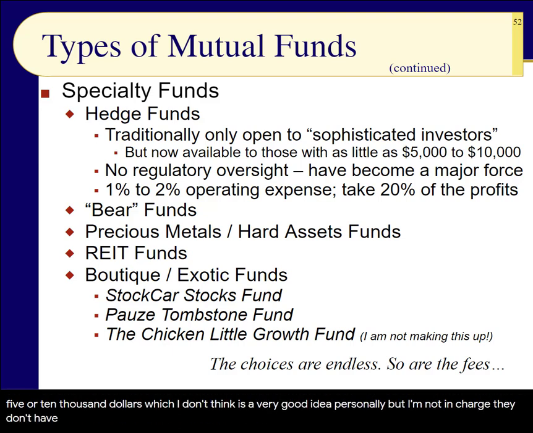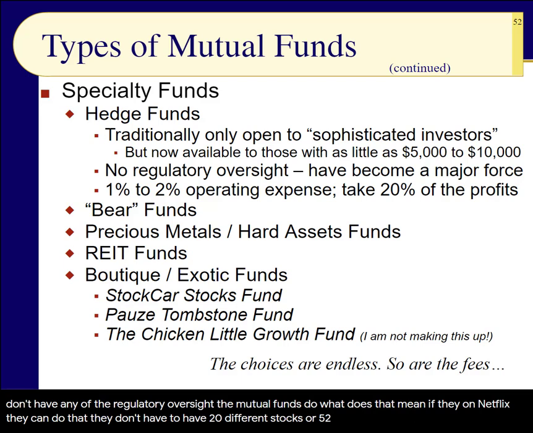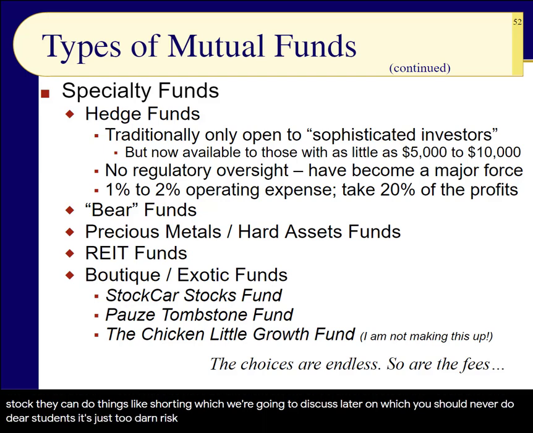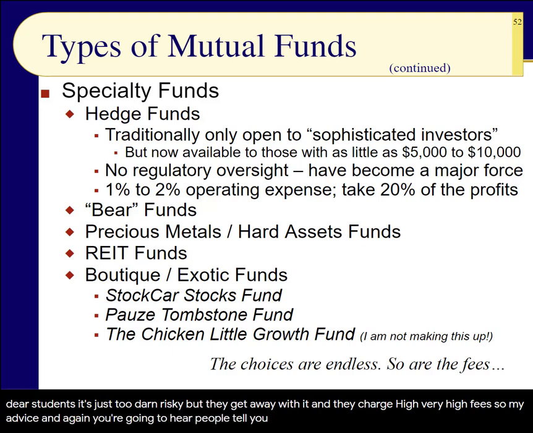They don't have any of the regulatory oversight that mutual funds do. What does that mean? If they wanted to put all their money on Netflix, they could do that. They don't have to have 20 different stocks or 50 different stocks. They could buy one stock. They can do things like shorting, which we're going to discuss later on, which you should never do, dear students. It's just too darn risky. But they get away with it. And they charge high, very high fees. So, my advice, and again, you're going to hear people tell you differently, stay away from hedge funds.